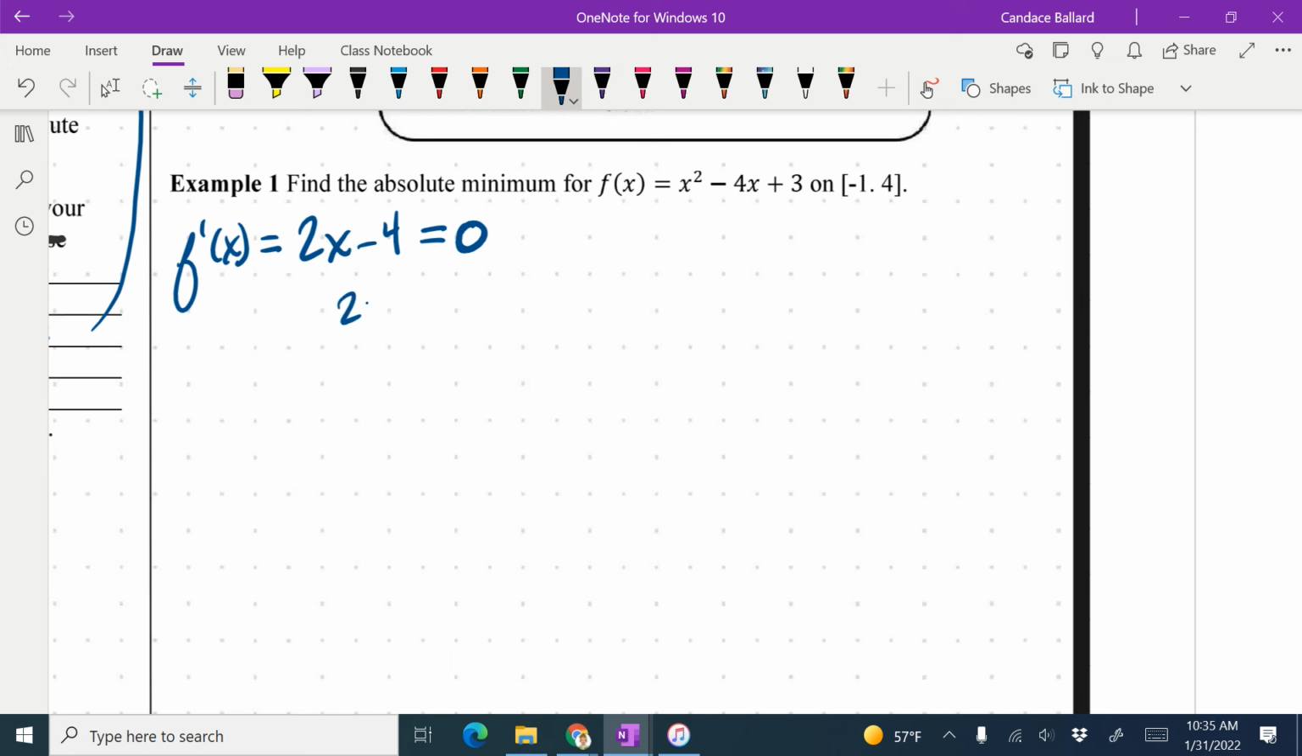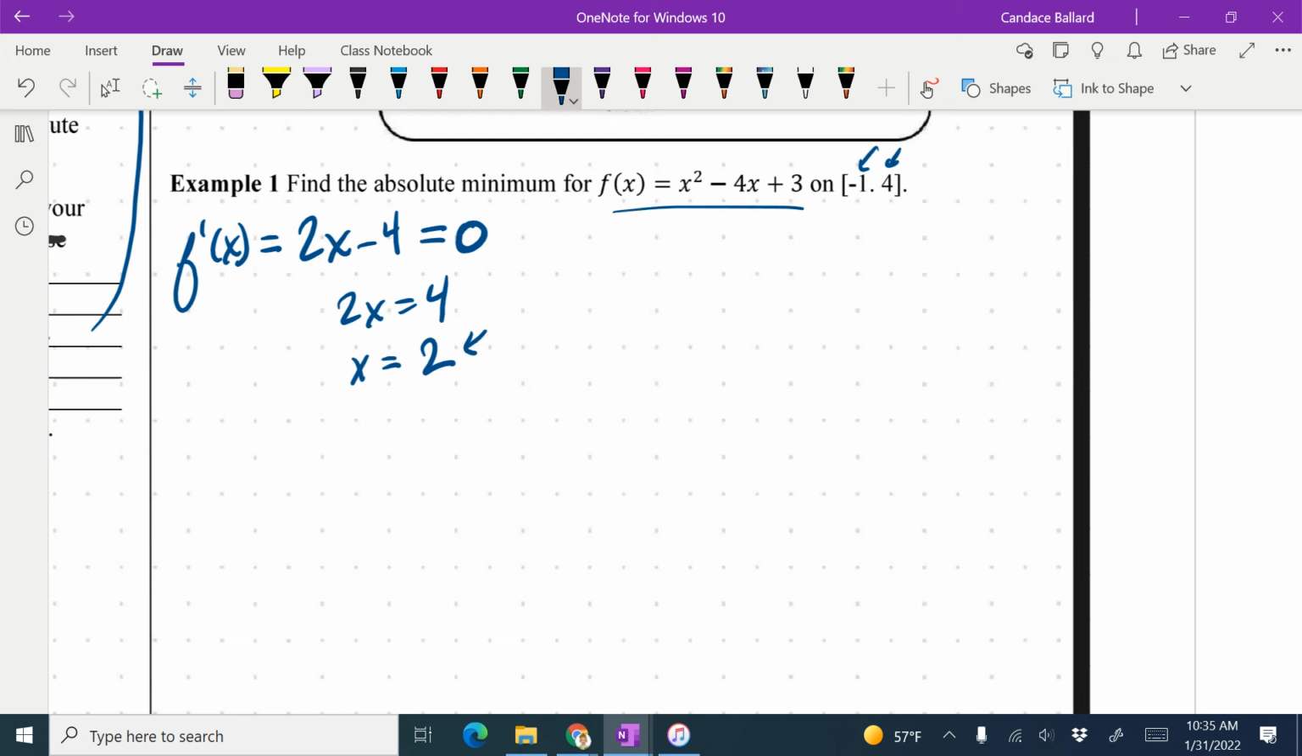Okay, so I've got 2x equals 4. So what's x equal? What's our critical number? 2. Perfect. Okay, so again, a little bit different than what you did last week. Now what we're going to do is literally put that in a T-chart kind of table, and we're going to plug our endpoints and our critical number into this original equation.